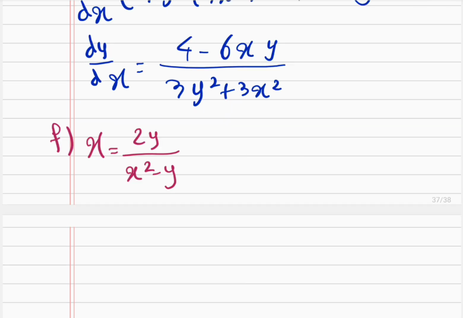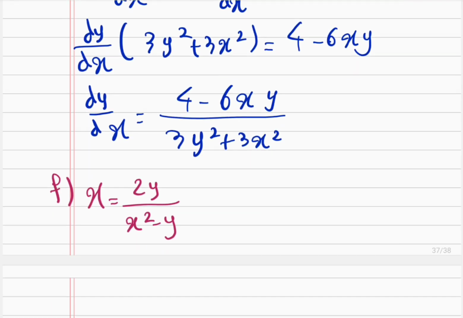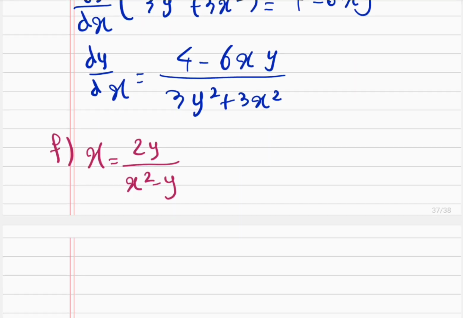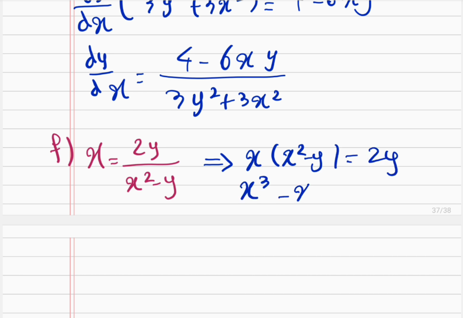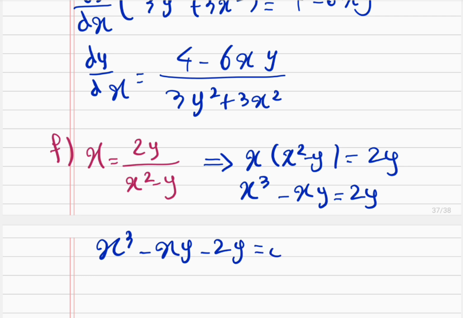Okay, and finally f. f is very similar to d. The only difference is that we need to use cross multiplication to have this in a nicer form. So we have x times (x squared minus y) equal to 2y, and then expanding, x cubed minus xy is equal to 2y, and then rearranging, x cubed minus xy minus 2y is equal to 0.